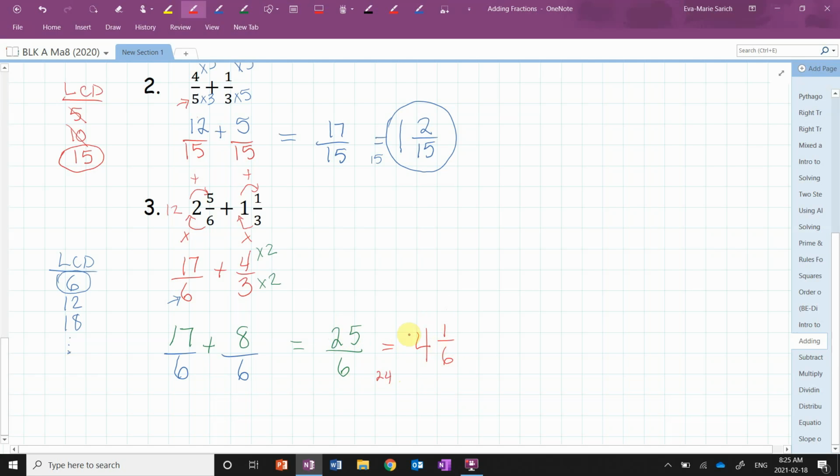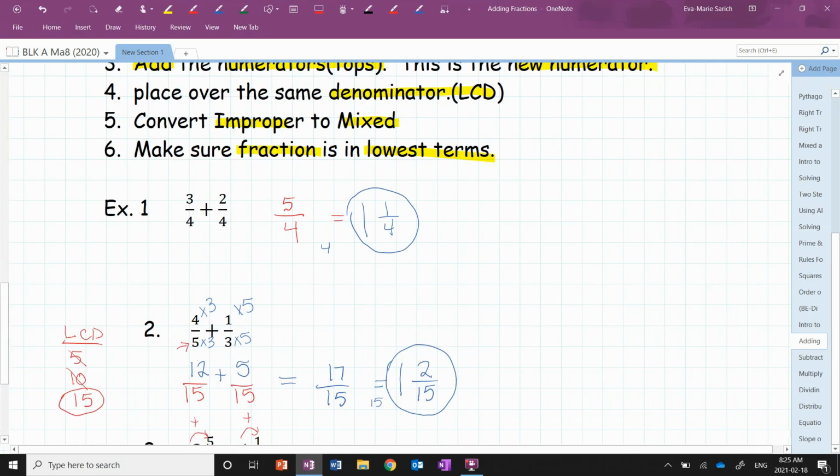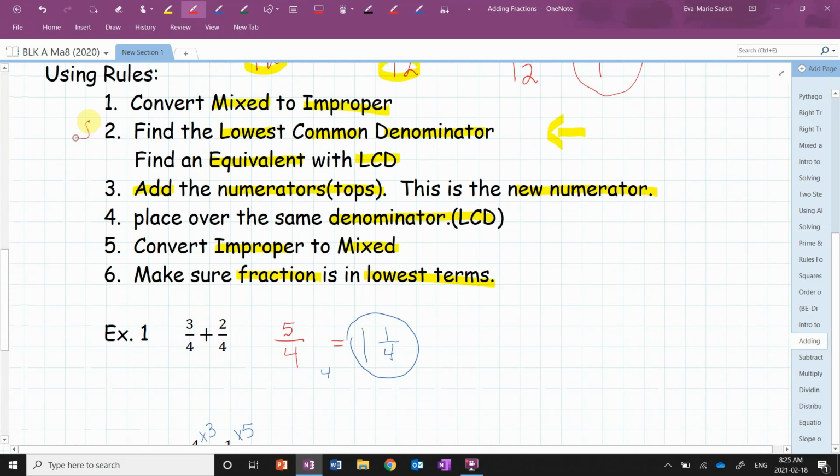Now, again, this fraction doesn't reduce. So there's our final answer. Okay? So remember, the hardest part is step number 2 here. Finding your lowest common denominator. That means if you change the denominator, you have to change the numerator, the top number, in the same way. And that's how you find your equivalent.